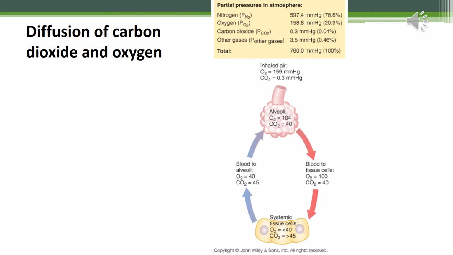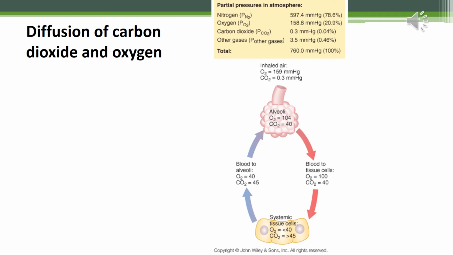And here it says the inhaled air has these two partial pressures of gases. We have O2 at 159 and CO2 at 0.3. Whereas in the alveoli, we have oxygen at 104 and CO2 at 40. And this essentially means that in order for oxygen to get into the blood, it goes from higher pressure to lower pressure because the oxygen pressure in the blood is 100, whereas it's 104 in the alveoli.